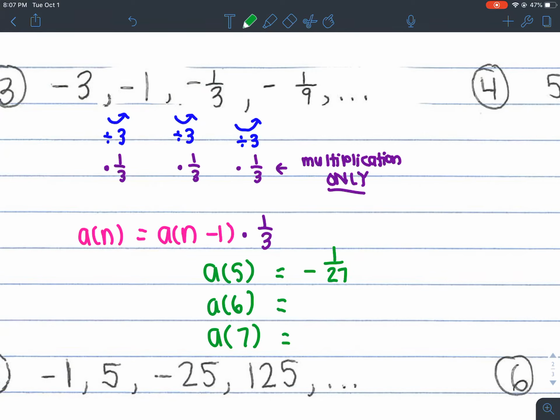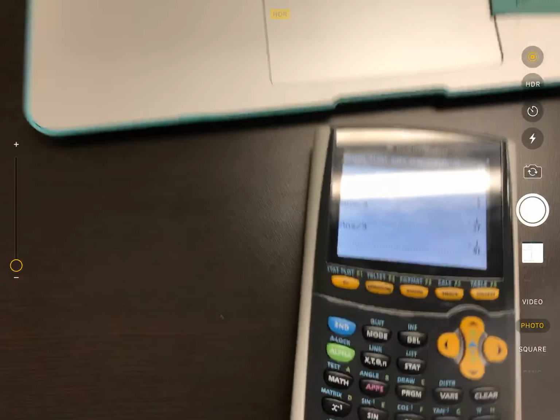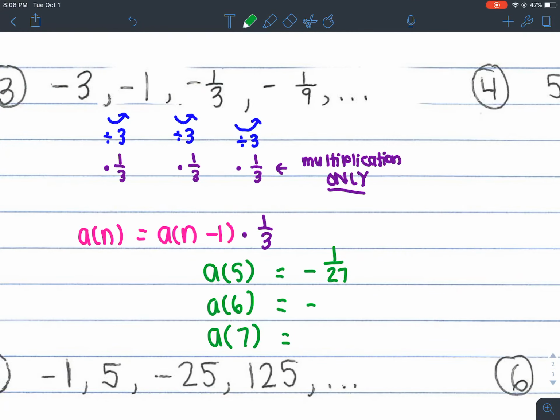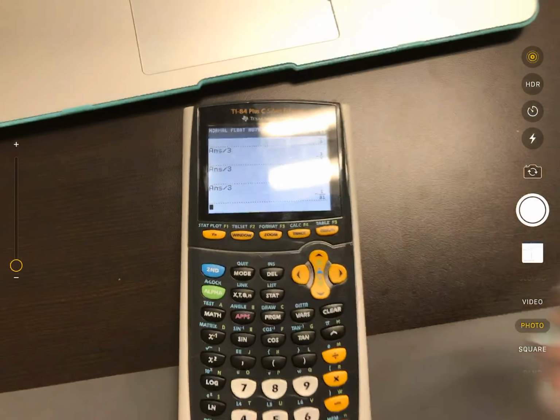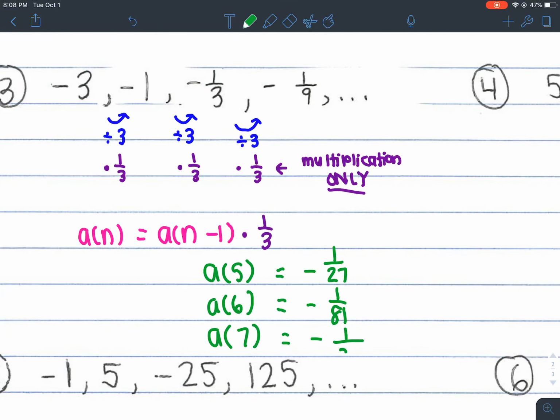Okay? And then to get the next term, I'm going to take negative 1 over 27 and divide that by 3. And that's going to be negative 1 over 81. Okay? I'm going to do the same thing to get to the next number. I'm going to divide by 3 again. Negative 1 over 243. So those are my next 3 terms.